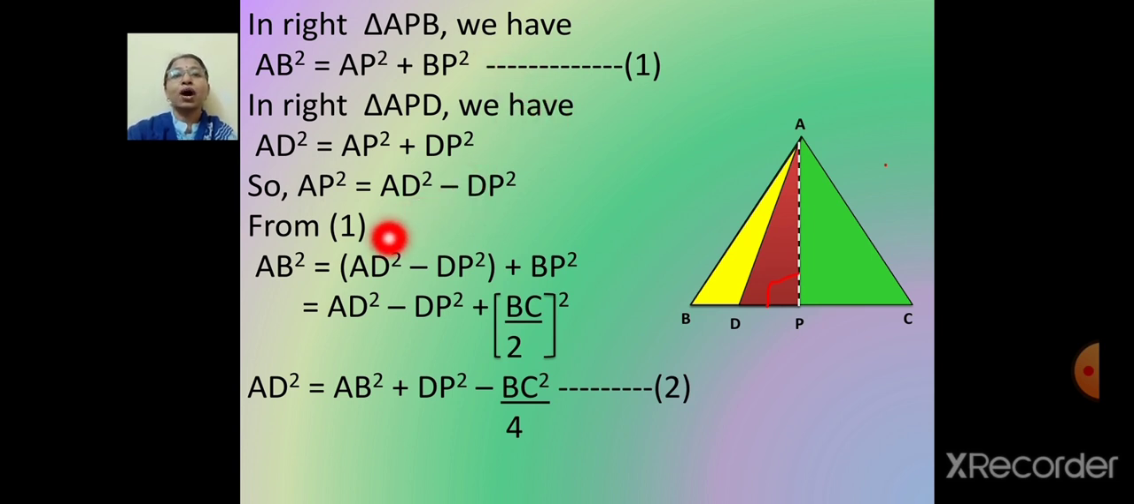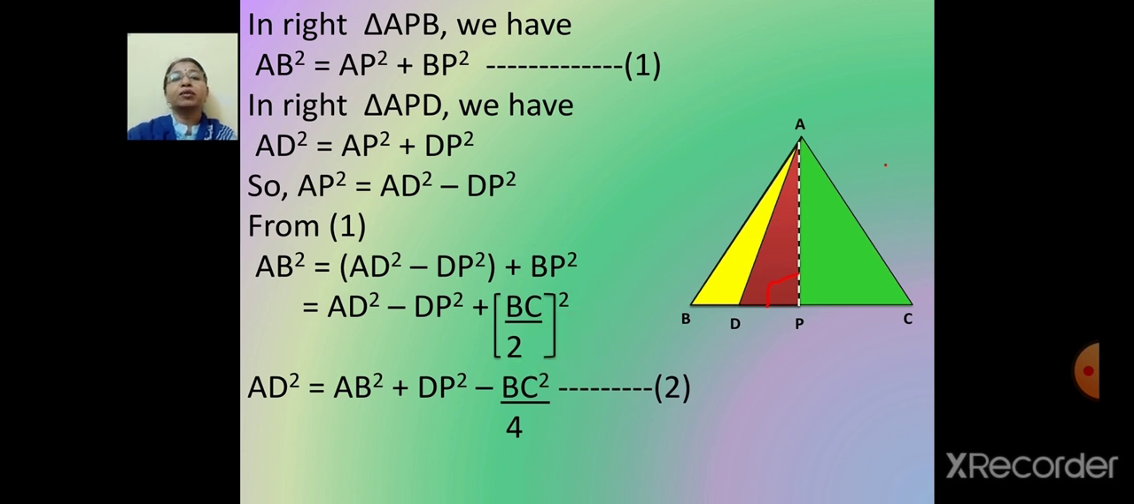So your equation 1 becomes AB square is equal to this, in place of this AP square you write this value, AD square minus DP square and plus BP square. Right? Now in next step we can put this BP as BC divided by 2. As we have seen earlier, BP is exactly half of BC. So in next step I have replaced this BP square by BC upon 2 the whole square.